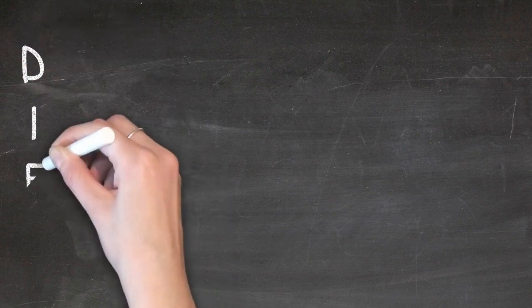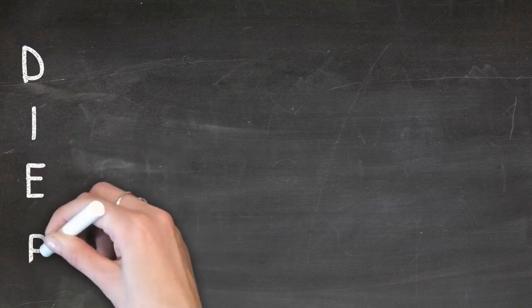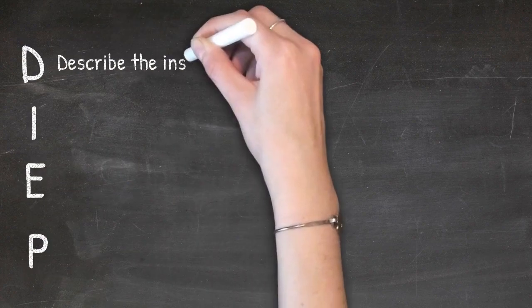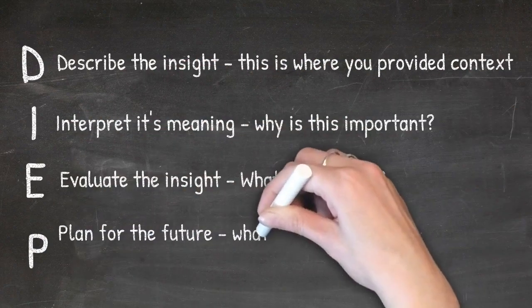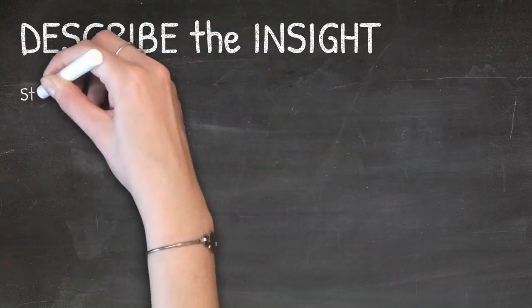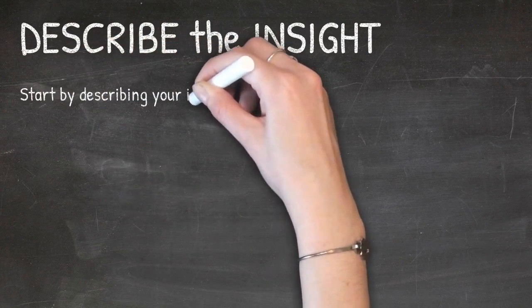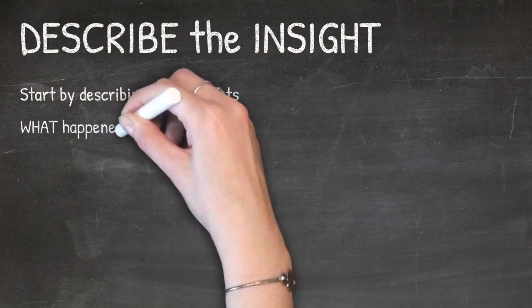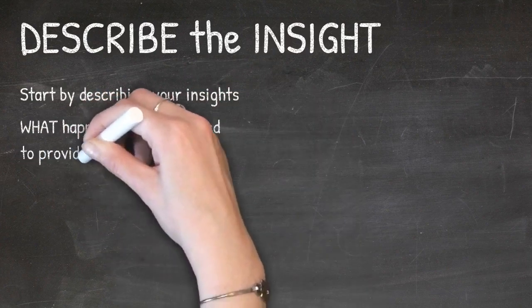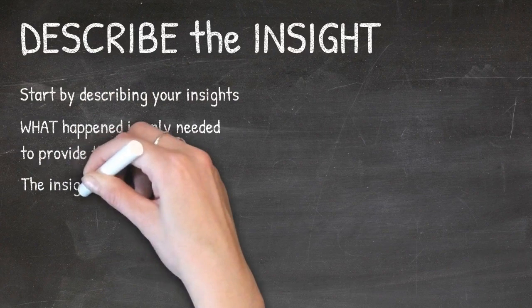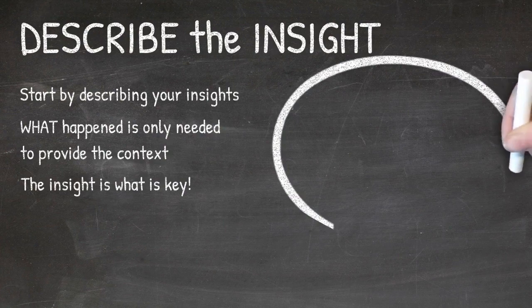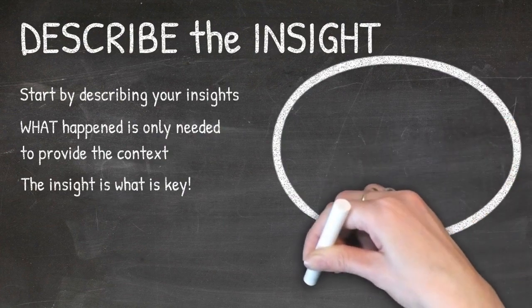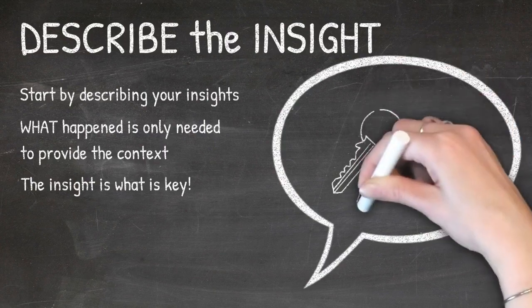At RMIT, we're using the DEEP, D-I-E-P model, where you're asked to describe your insight, interpret it, evaluate it, and ultimately plan for the future. So with those things in mind, let's talk about the next step, describing the insight. This is the section where you should probably have the fewest amount of words. Effectively, all this is doing is providing your reader with context so that you can remember and your reader can understand what the insight was and the context in which you experienced it.